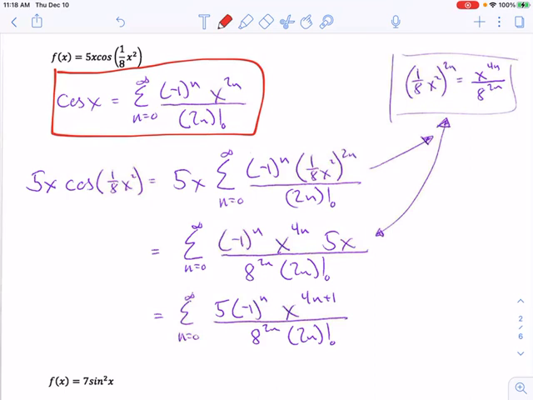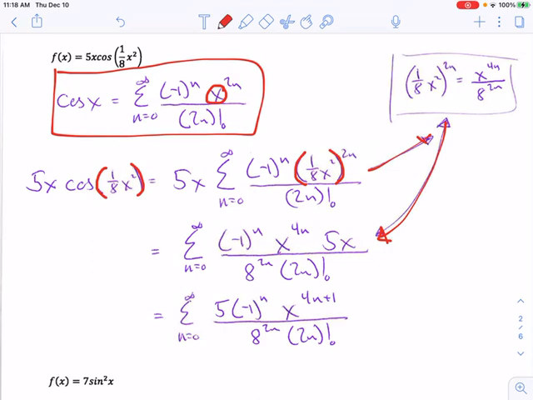So in a previous video, what we learned how to do was for the cosine of 1/8 to the x squared, we simply take out the x and we put in the 1/8 x squared in its place. And so we simplify that, and I did the simplifying up here to keep it kind of out of the way. 1/8 squared, x to the 2n becomes x to the 4n over 8 to the 2n. And so I wrote that down here.